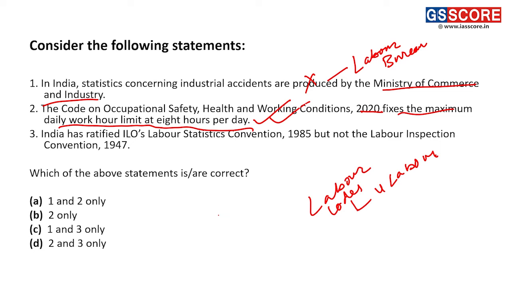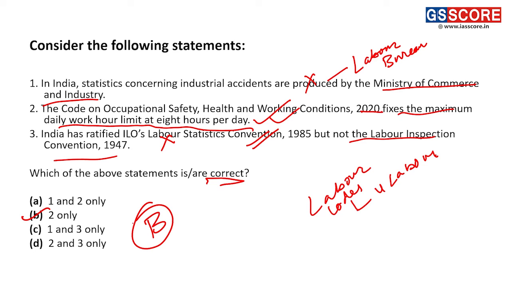India has ratified ILO's Labour Statistics Convention 1985, but not the Labour Inspection Convention 1947. This statement is incorrect. India has ratified both. Right. So we have 1 and 3 as incorrect statements and we need to find the correct one. So only the second statement is correct. Hence the answer is option B. Option B. Moving on.